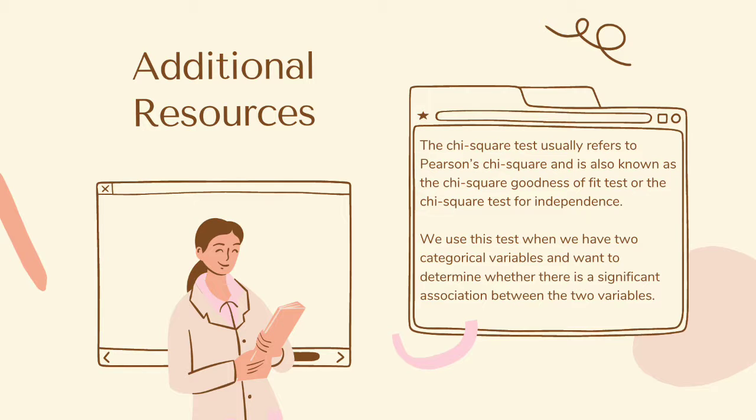For the additional resources, the chi-square test usually refers to Pearson's chi-square and is also known as the chi-square goodness of fit test or the chi-square test for independence. We use this test when we have two categorical variables and want to determine whether there is a significant association between the two variables.